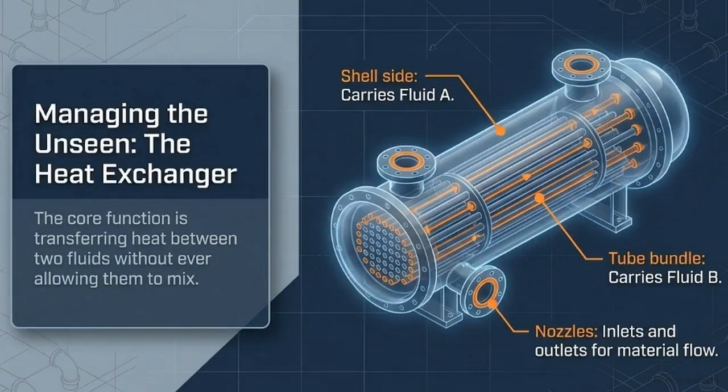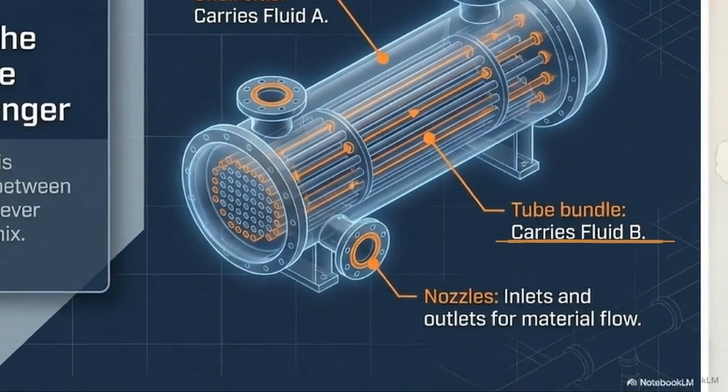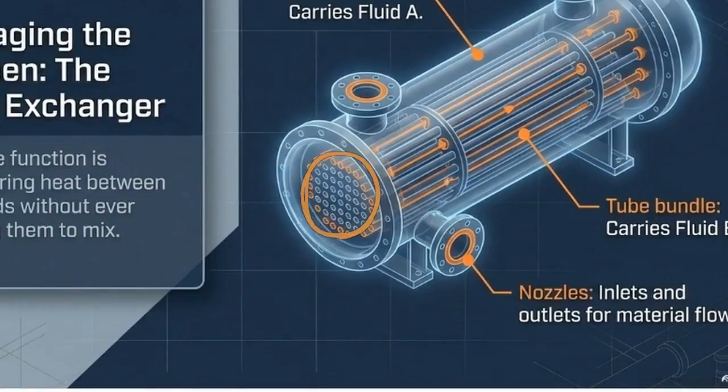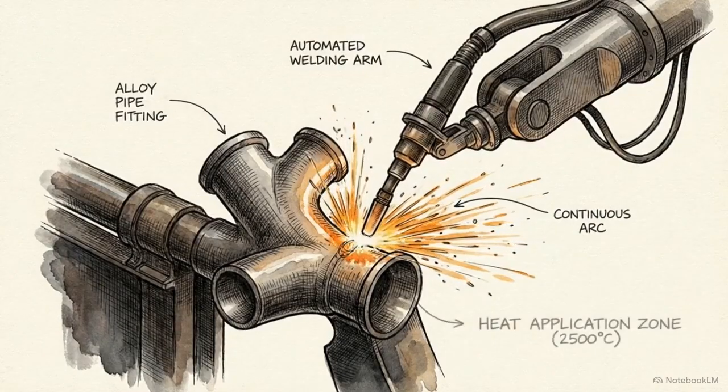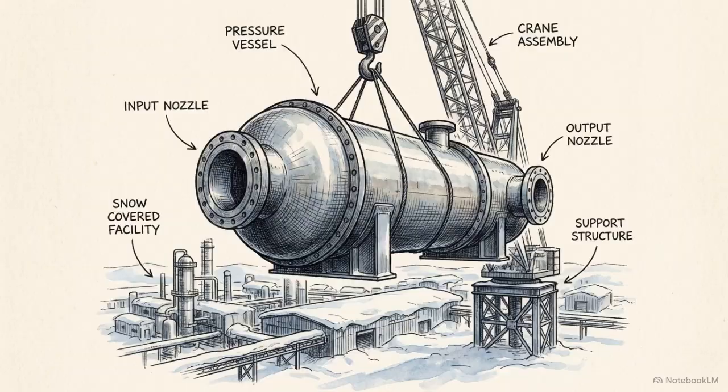This shell and tube heat exchanger perfectly exemplifies static equipment. It moves heat between two liquids, one flowing through the outer shell, another through the inner tubes. Crucially, these solid tubes act as an impenetrable wall, allowing thermal transfer while keeping the fluids completely separate. Because every process uses radically different chemicals at different temperatures, you can't just buy these off a shelf. Each one is custom built for the specific environment where it will be used.